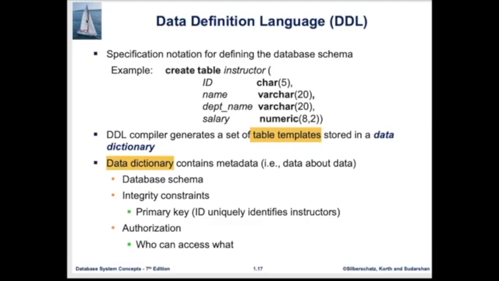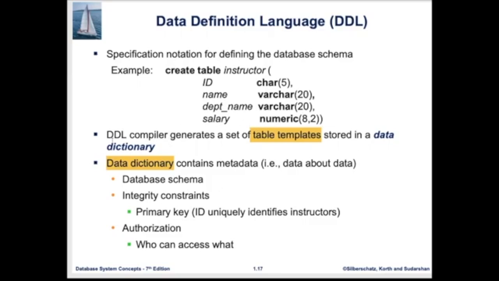So for the data definition language, we use this to specify the database schema. One example is specifying the example a while ago. So for the instructor, diba, we have the ID, the name, department name, and salary. And dito naka-define yung data type niya. It is defined na si ID is a character na hanggang 5 yung symbol. Tapos name is a varchar or string hanggang 20. And then salary is numeric.